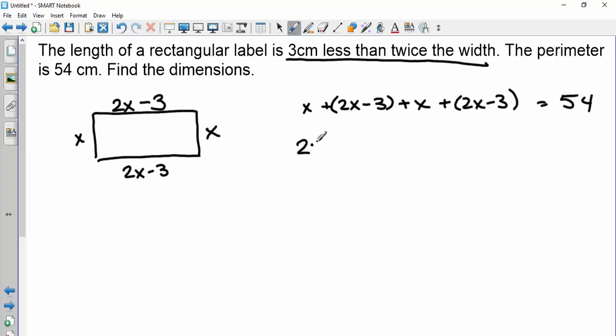You could remember that in a rectangle it's 2 times the length plus 2 times the width. So either way, as long as you've accounted for all 4 sides. So then we just solve this.